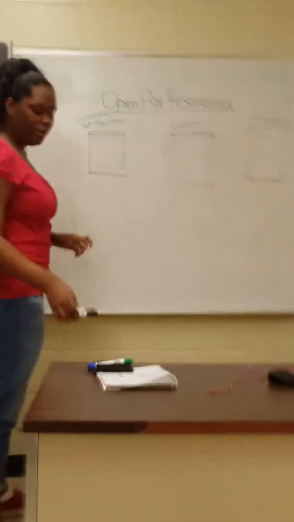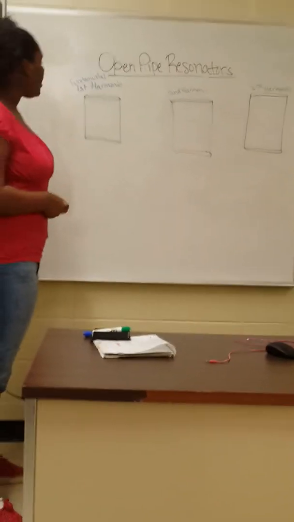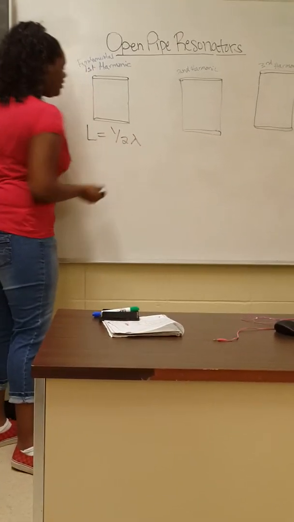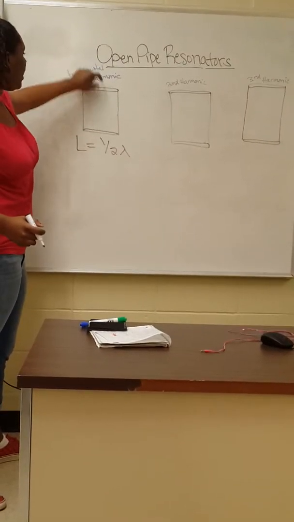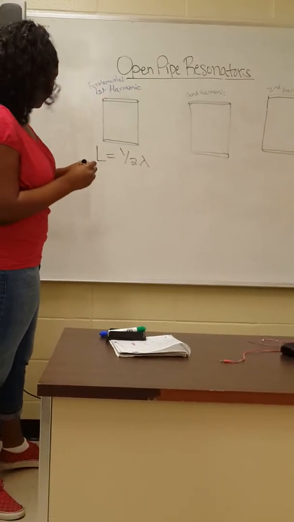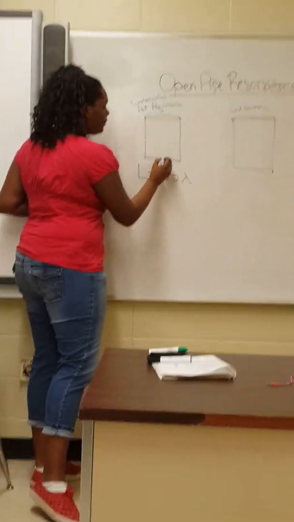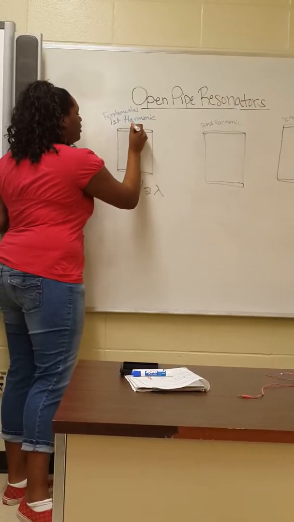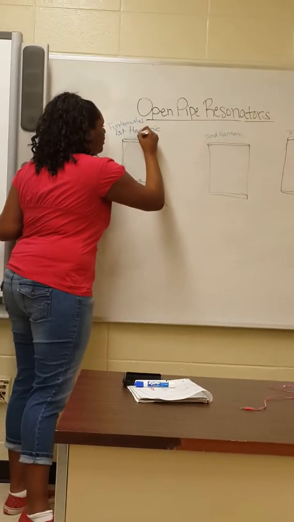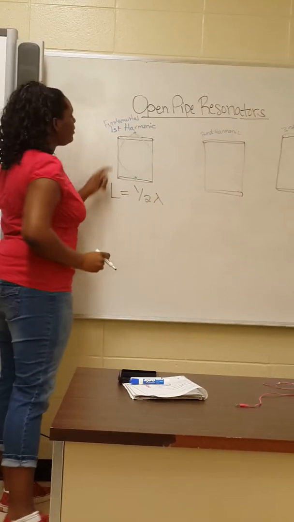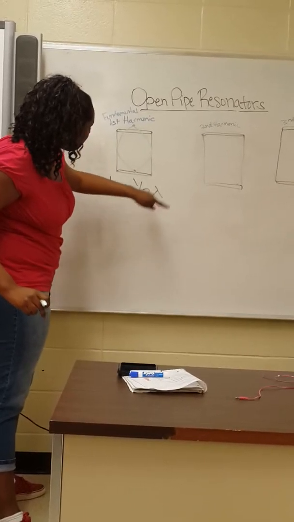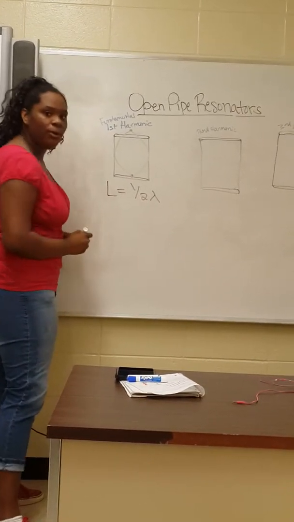What you need to know about the fundamental first harmonic is that the length equals 1/2 a wavelength. That just means that the wave inside the tube is going to be a half a wave. So it'll look like this. Your antinodes will be right here and right here, and you'll connect them inside the tube, one wave going this way, one wave going that way. That creates a half a wave, because if it went down and up and down like this and continued like that, then that'd be a full wave.